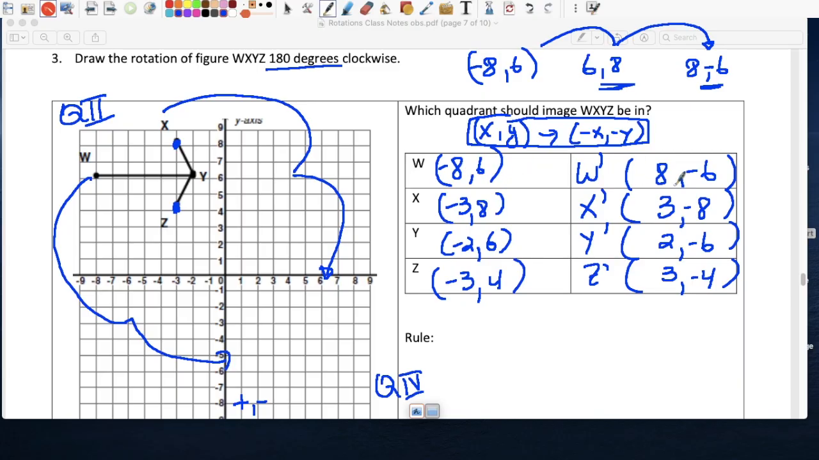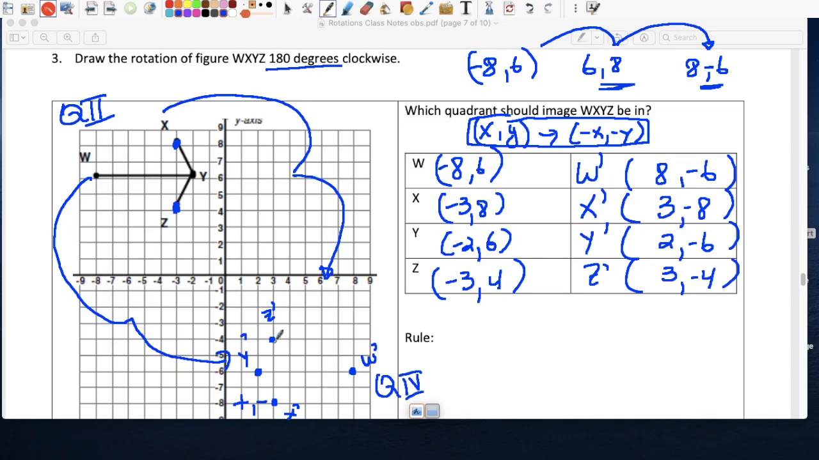So let's plot the points. W prime is (8, -6), so 8 and -6 is right here. We're going to call this W prime. (3, -8) is right here, and what is that? X prime. (2, -6) is right here, and that's our Y prime. And (3, -4) is right here, and that is our Z prime.